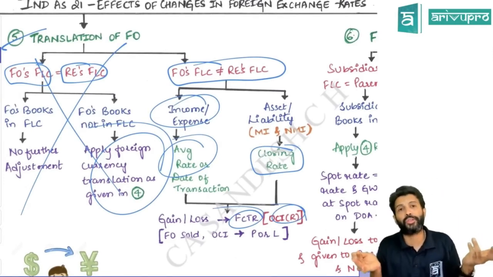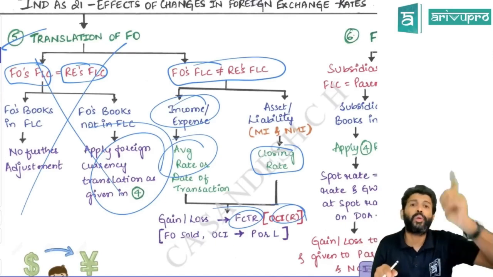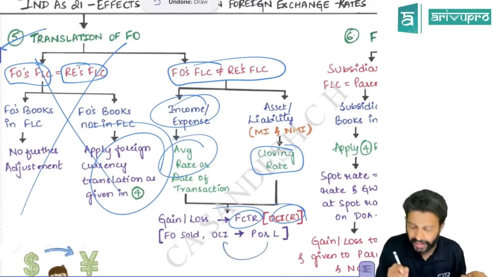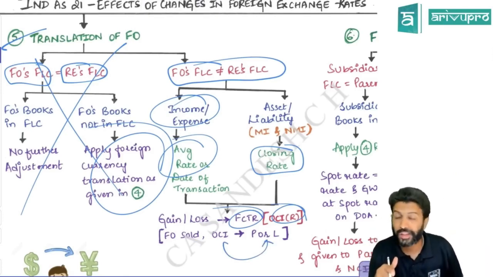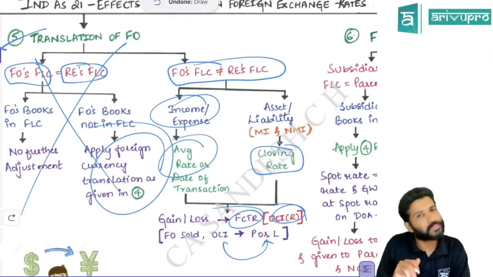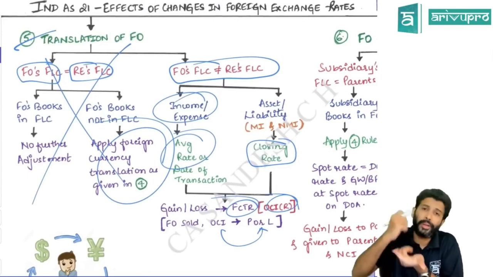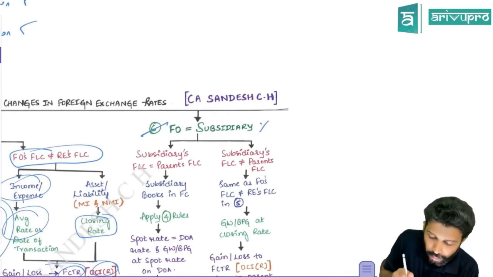How long will it stay in OCI? Reclassifiable means sometimes it has to come to P&L. When you lose control, when this foreign operation is disposed or sold, then from OCI it will be transferred to the P&L account. Till then, it will stay in FCTR in OCI itself. This is popular in examination. And this foreign operation need not necessarily be a subsidiary. It could be an associate, joint venture, branch, whatever.